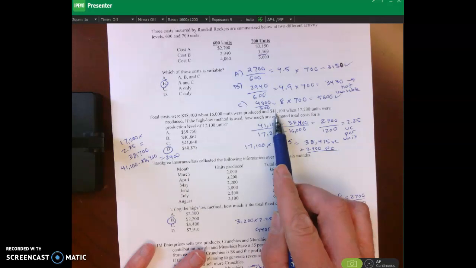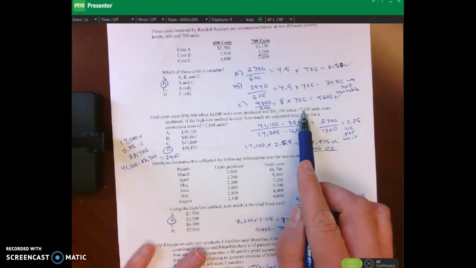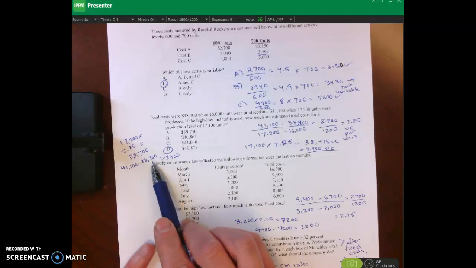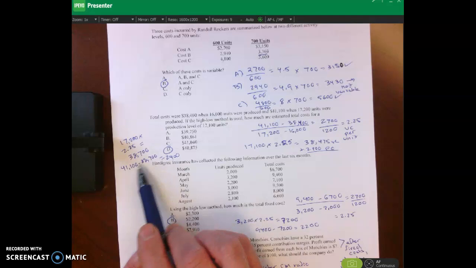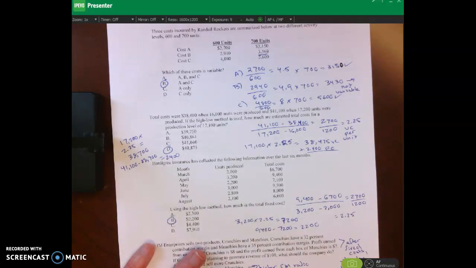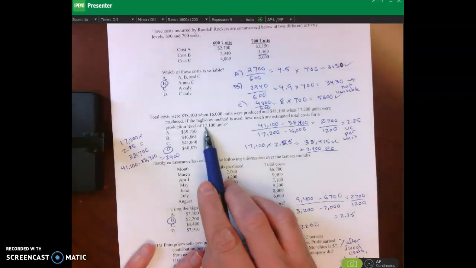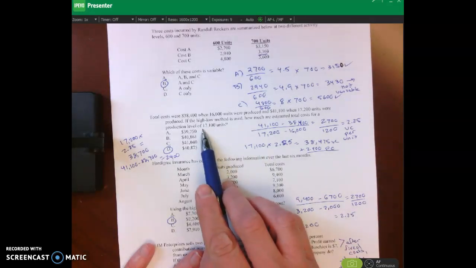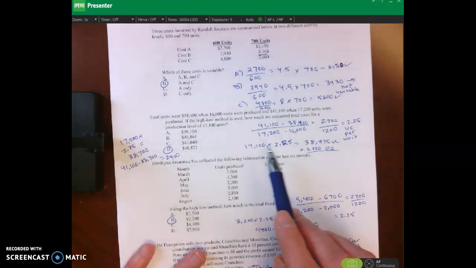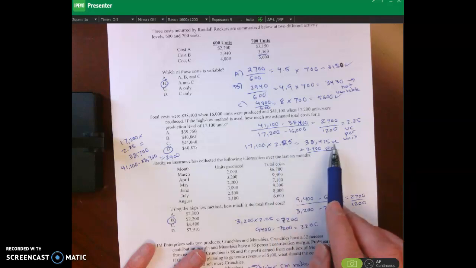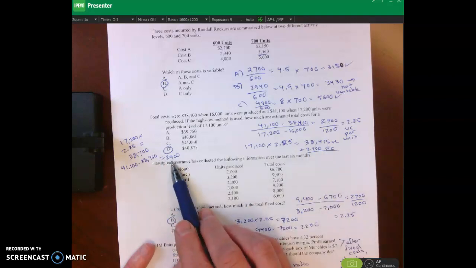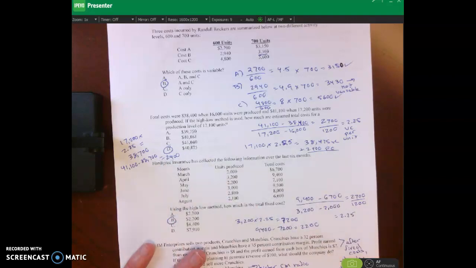Total costs are 41,100 at 17,200 units. So I can take my 41,100 minus my 38.7. This is my total variable costs. This is my total costs. This gives me my total fixed costs. Then at 17,100 units, what's going to be my total costs? I can then multiply 17,100 times my variable cost per unit, gives me my total variable cost of 38,475 plus my fixed costs. This is the right answer.